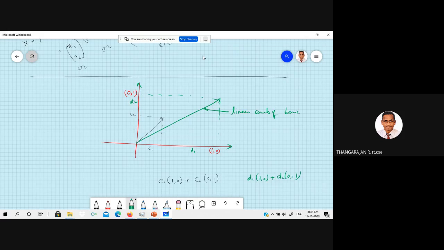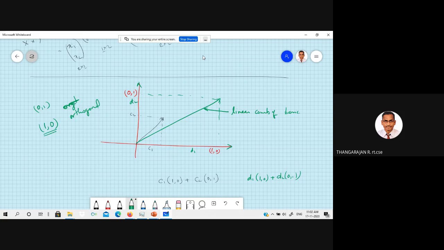But the bases are independent. I cannot represent 1, 0 using 0, 1, and I cannot express 0, 1 with 1, 0. Why? Because these two are perpendicular. We say orthogonal. So they cannot be expressed in terms of one another.